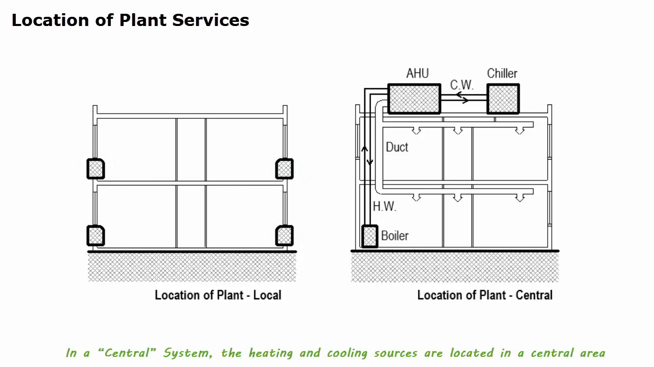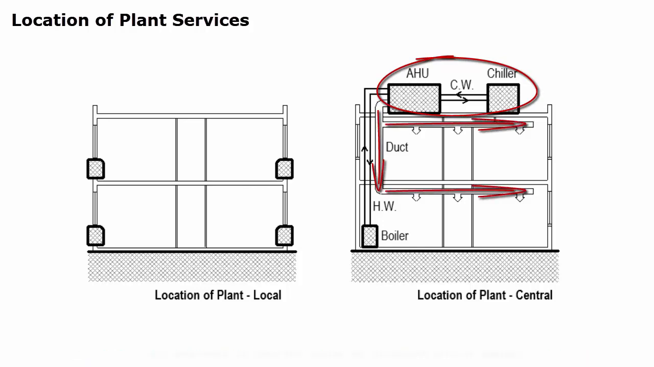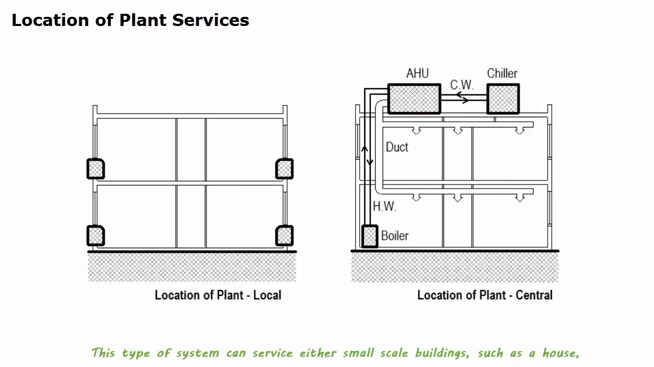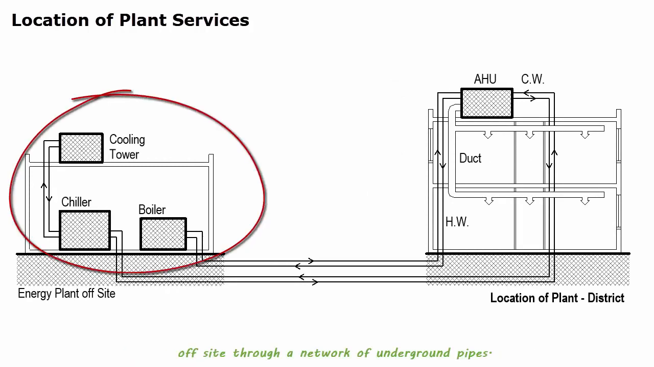In a central system, the heating and cooling sources are located in the central area of the building, from which heating and/or cooling are delivered to thermal zones by ductwork and/or by piping. This type of system can service either small-scale buildings such as a house or large-scale buildings such as a multi-story commercial building.